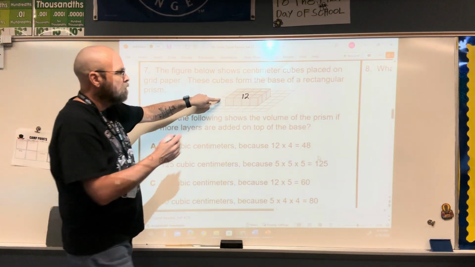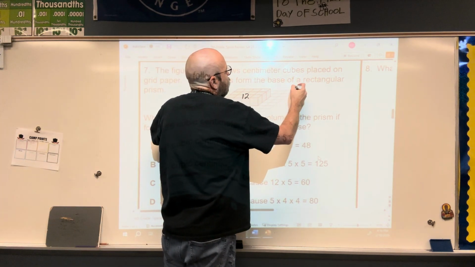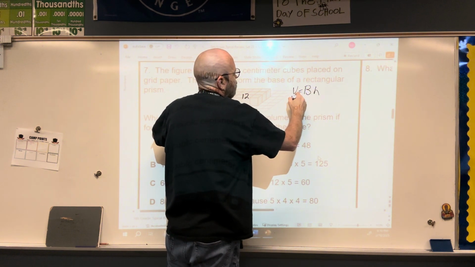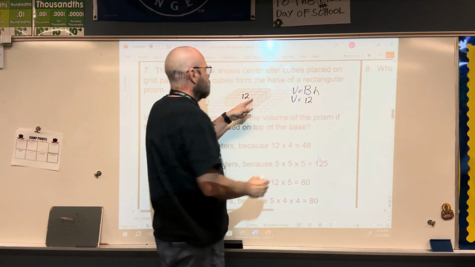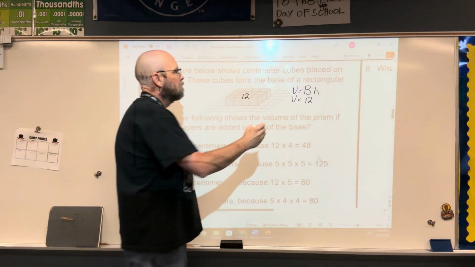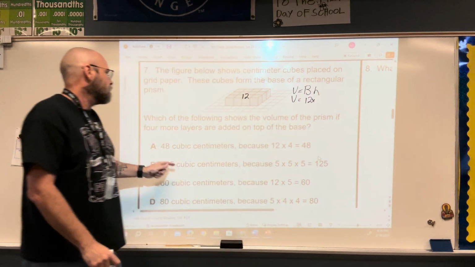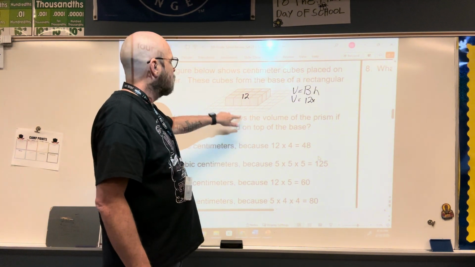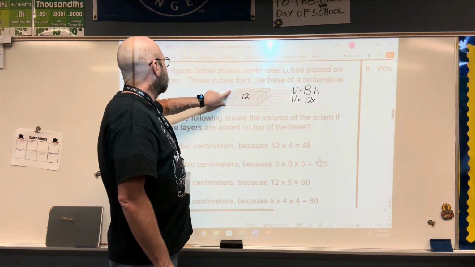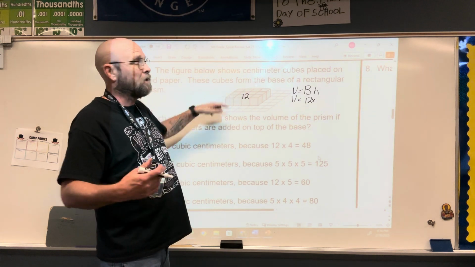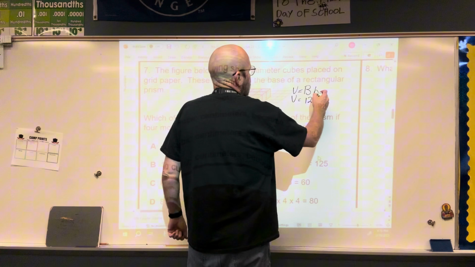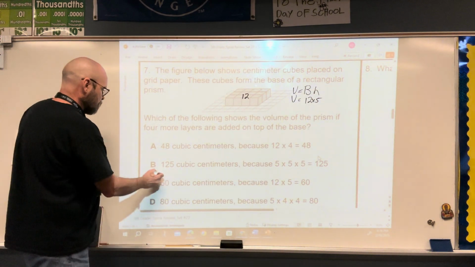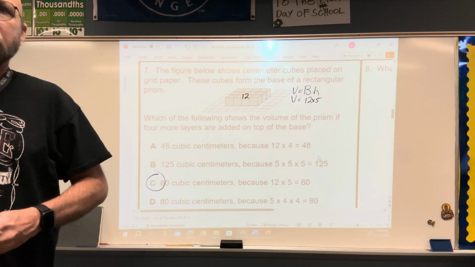4 more layers. So for volume, it's going to be the area of the base times the height. So volume is going to be 12, because there are 12 in the base, times, it says, if 4 more layers are added to the base. So the base is 1. If we add 4 more layers to it, that's going to be 5. So times height, 12 times 5, and 12 times 5 would be 60. So that answer choice would be C.